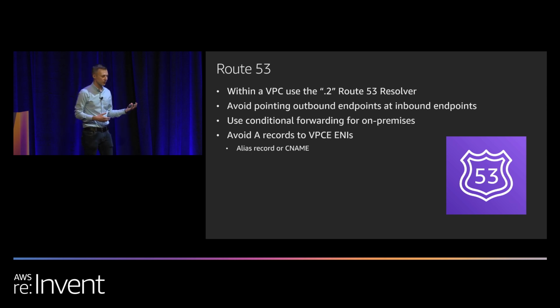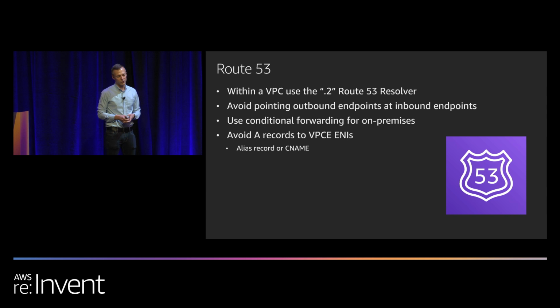For your on-premise resolution, use conditional forwarding. That'll allow you to extend that DNS view that you have within your VPC without having to make your on-premise DNS servers authoritative for Amazon IP space and namespace.